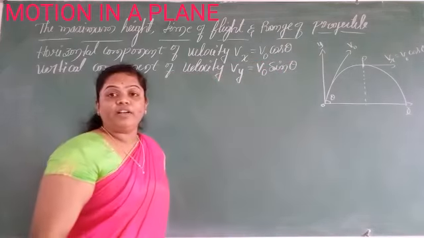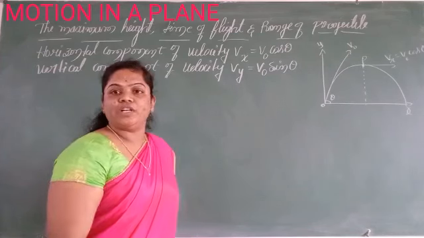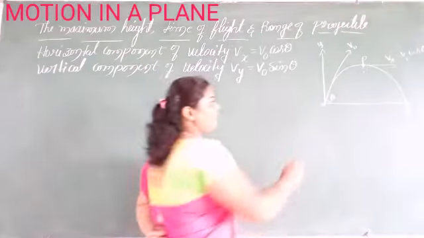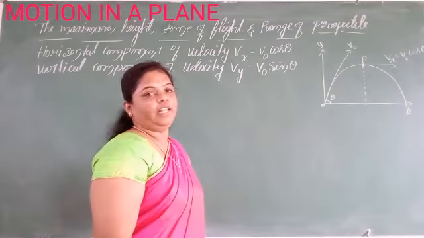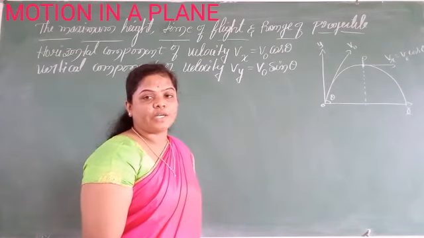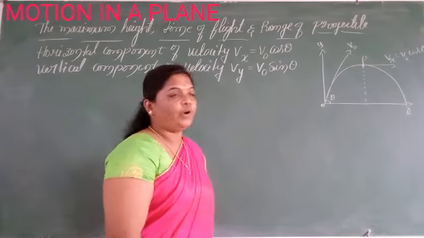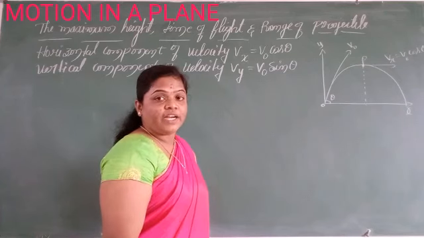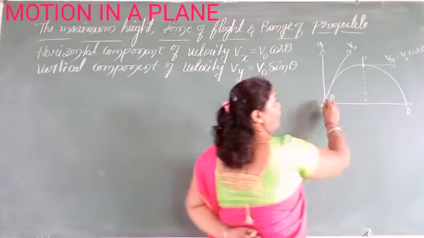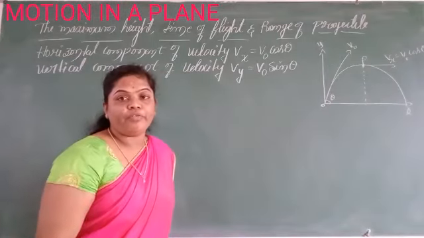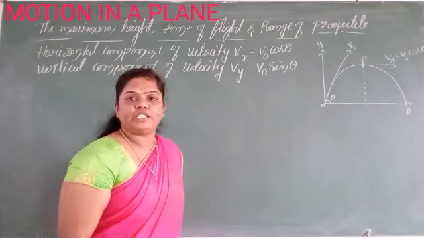So here see, the horizontal component of velocity remains constant. Why? There is no force acting in the horizontal direction. Since no force is acting, the horizontal component of velocity remains constant. But the vertical component of velocity keeps changing with respect to time. Why? The force of attraction, the gravitational force, is always acting on the vertical component of velocity. So that's why the vertical component of velocity changes with respect to time.